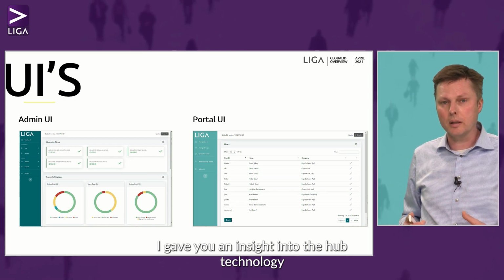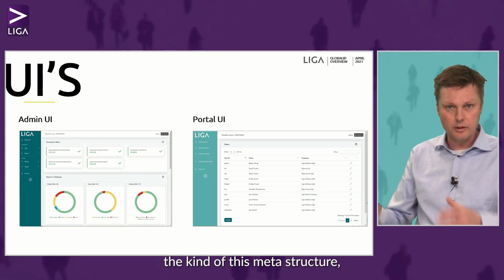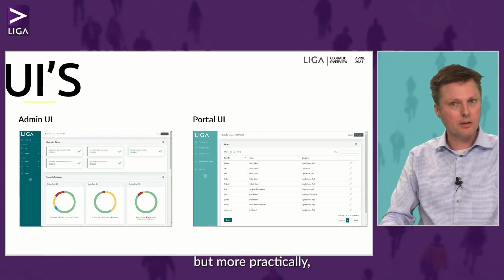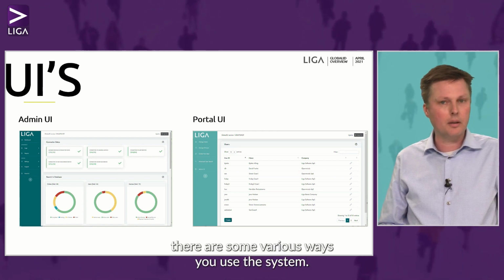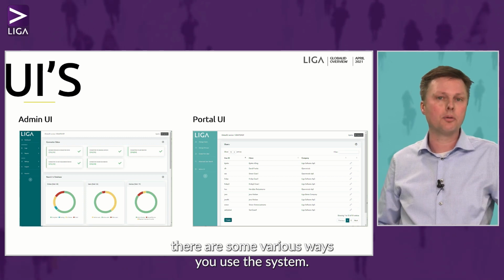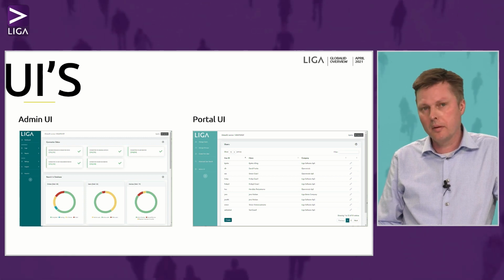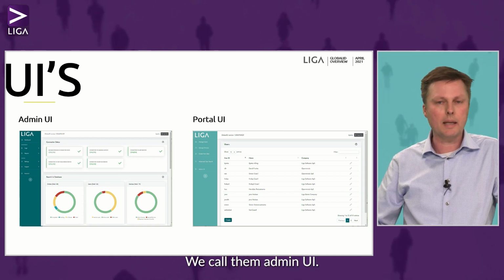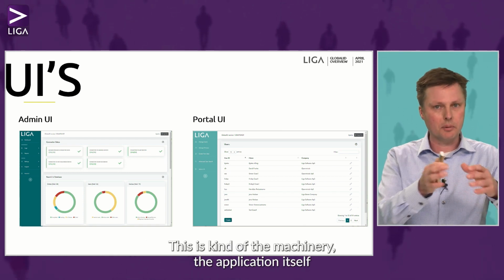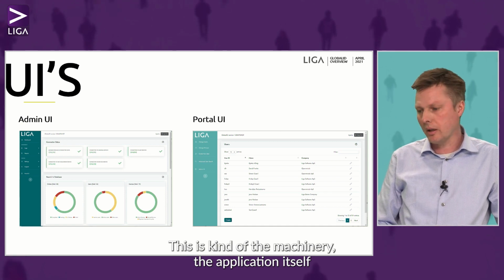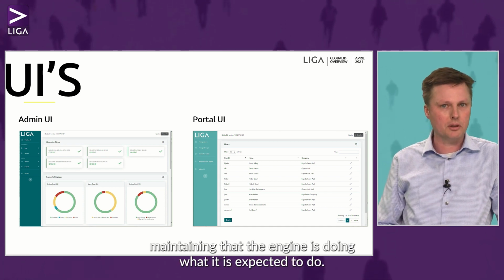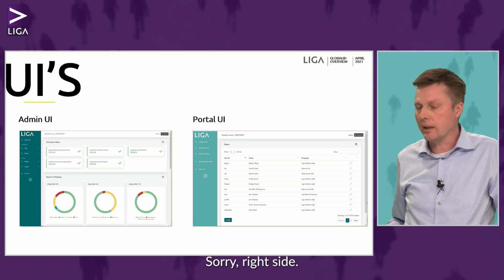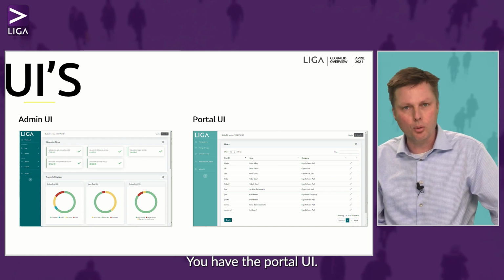I gave you an insight into the hub technology, this meta structure, but more practically, there are various ways you use the system. From the administrative point of view, you have two UIs. We call them admin UI. This is for the machinery, the application itself, maintaining that the engine is doing what it's expected to do. And then on your right side, you have the portal UI.